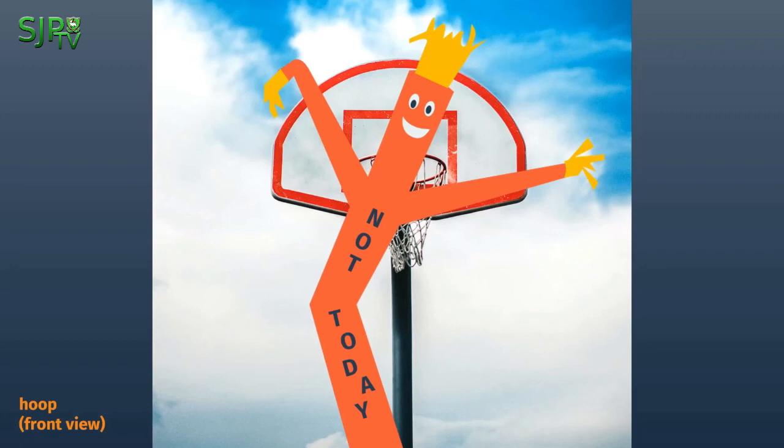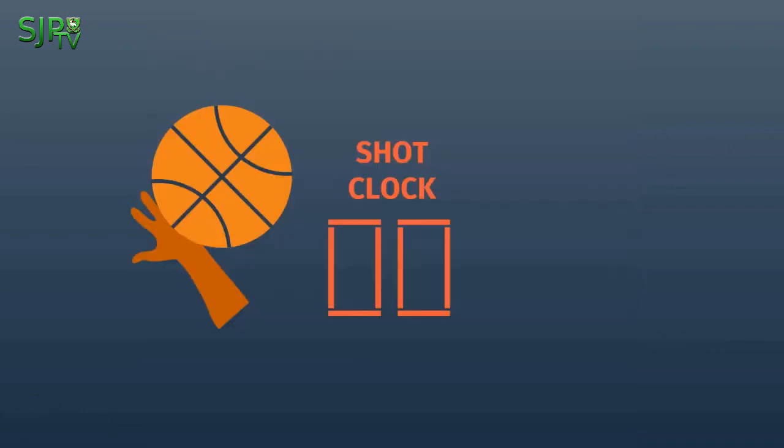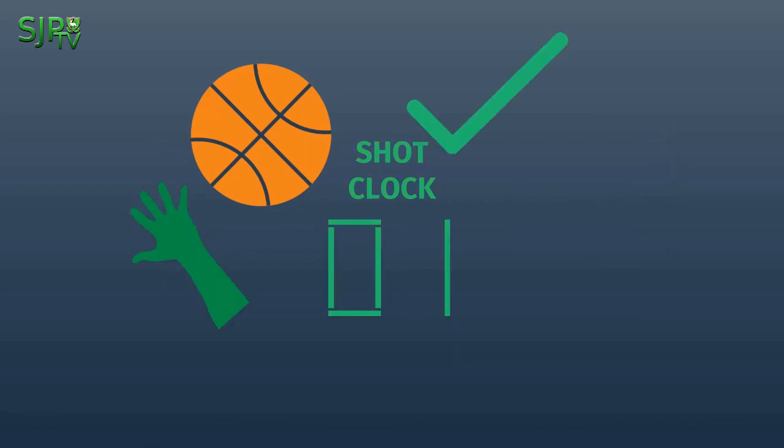If you're going to shoot the ball as the clock approaches 0, either at the end of a quarter or for the shot clock, the ball has to be out of your hand when the clock hits 0. In hand, shot doesn't count. Out of hand, shot will count.